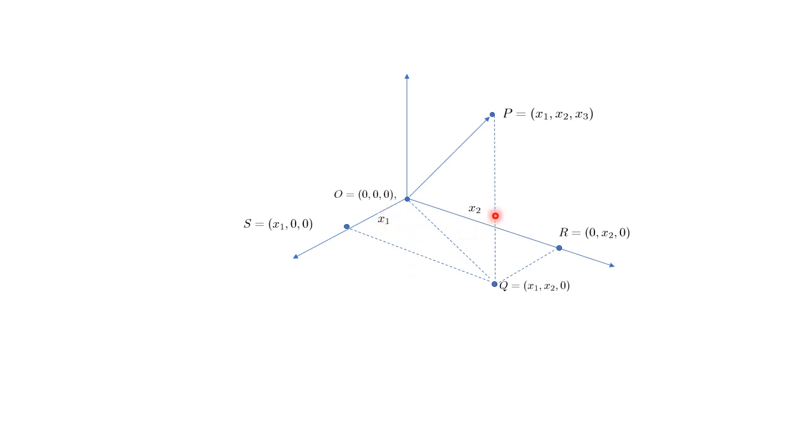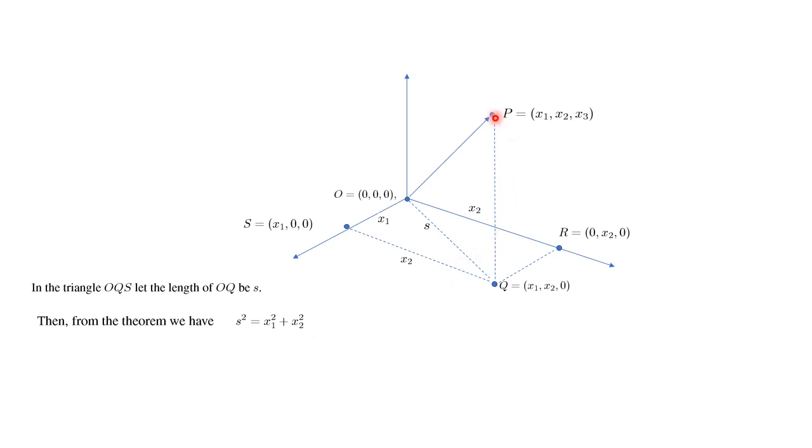There's x1, there's x2, and here is x2 again. So we look at this length here, that's the length of a hypotenuse of a triangle, this one in the flat plane here in the x1, x2 plane, and s squared is x1 squared plus x2 squared. Let's write that down.